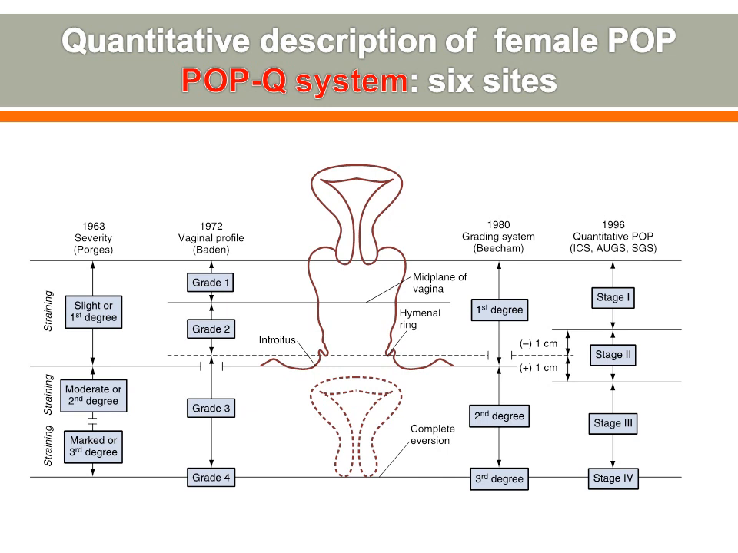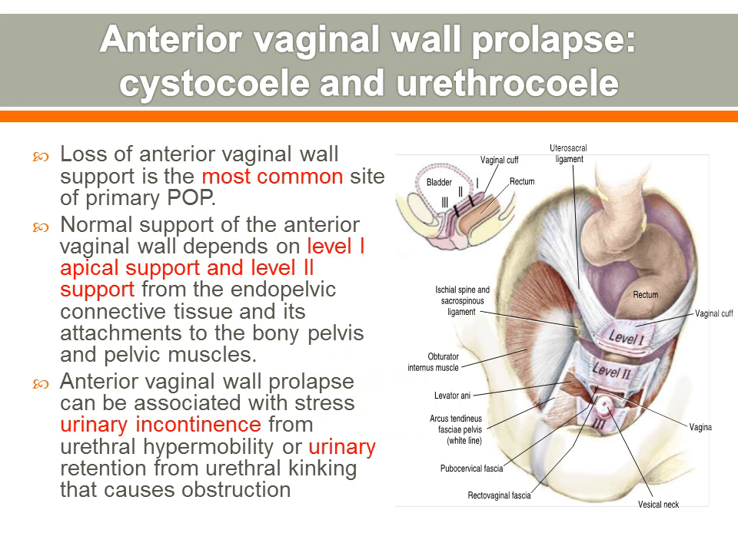This is just a summary of the staging system that we have used both in the past and now the most updated quantitative description of POP, which is the POP-Q system. Now, there are different types of pelvic organ prolapse. Depends on which organs are involved, whether the organs which are adjacent to the anterior vaginal wall, which are the bladder and the urethra, or are the organs involved adjacent to the posterior vaginal wall, and this includes the rectum, or are the organs involved in the central location, which is the uterus or the cervix.